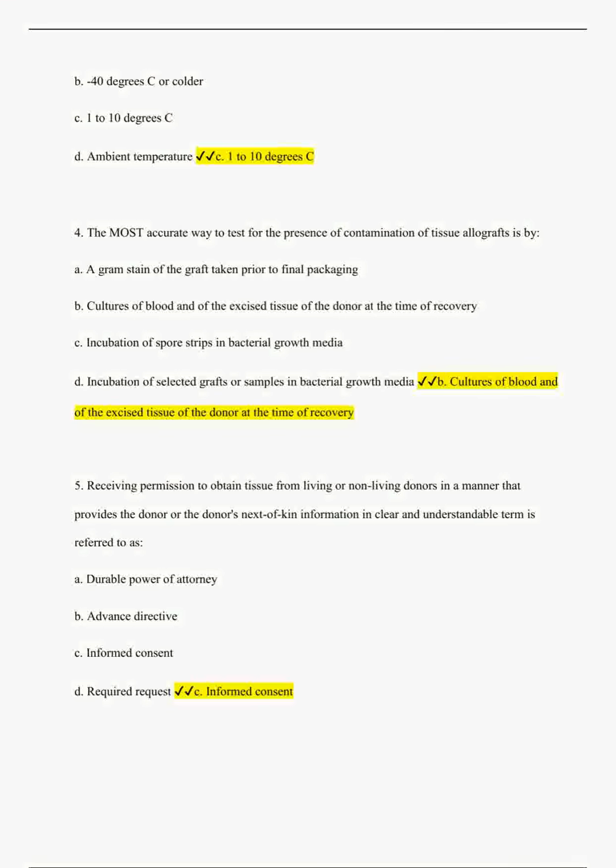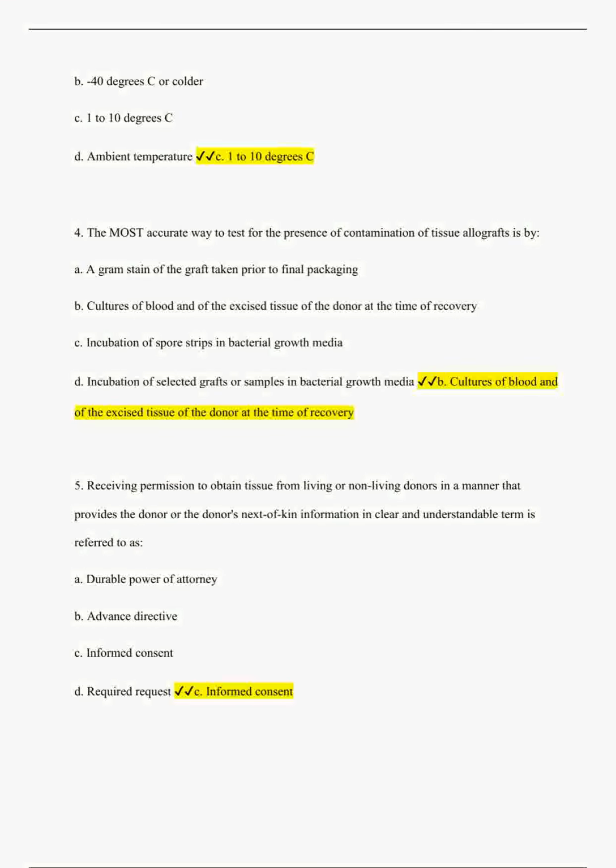4. The most accurate way to test for the presence of contamination of tissue allografts is by: A. A gram stain of the graft taken prior to final packaging. B. Cultures of blood and of the excised tissue of the donor at the time of recovery. C. Incubation of spore strips in bacterial growth media. D. Incubation of selected grafts or samples in bacterial growth media. Answer: B. Cultures of blood and of the excised tissue of the donor at the time of recovery.